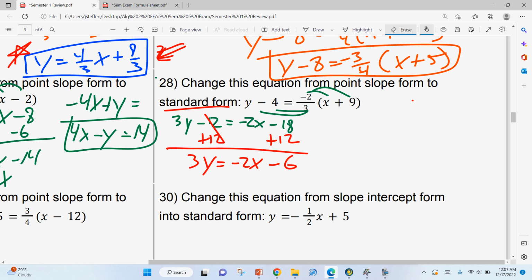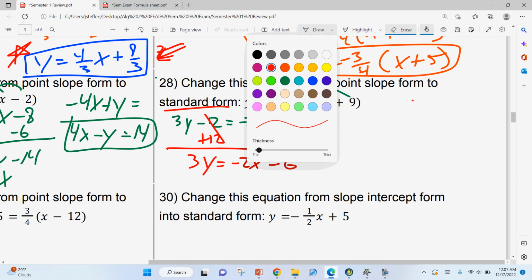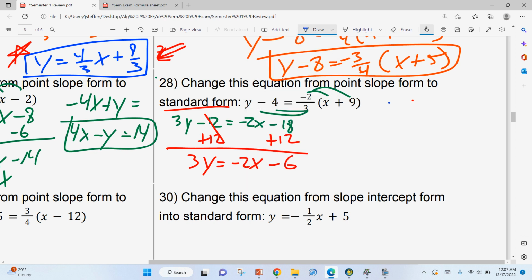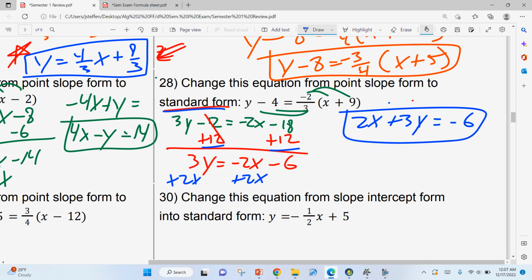So I distributed to the left and to the right. I got my 12, I added my 12 to both sides right here. And so now I want to get the x on the other side, so I add 2x, and that gives me 2x plus 3y is equal to negative 6. Glad I checked that. Don't go too quickly and don't take your final exam at 12:07 a.m.